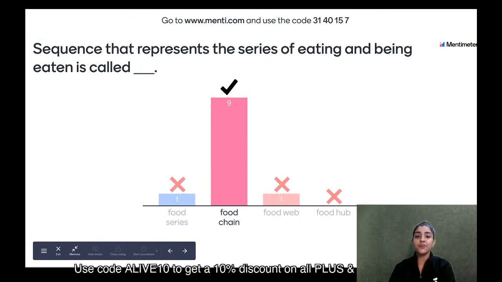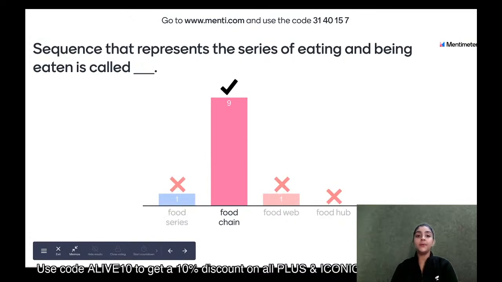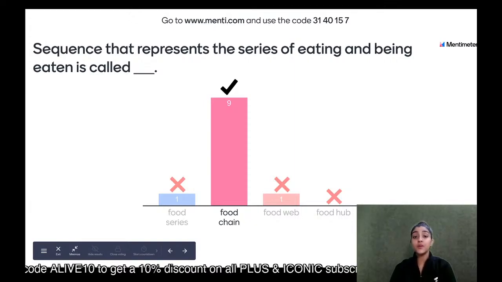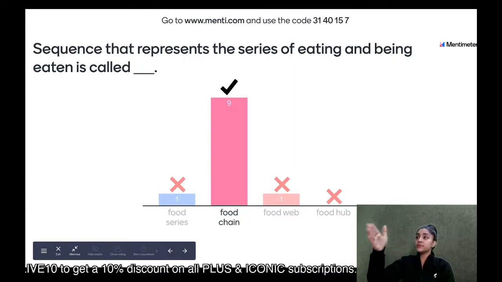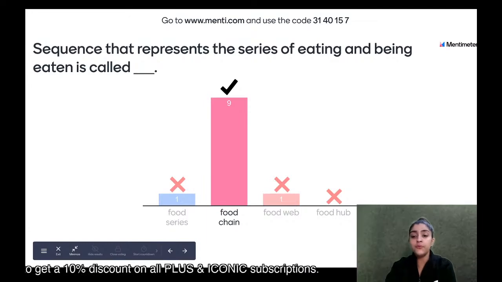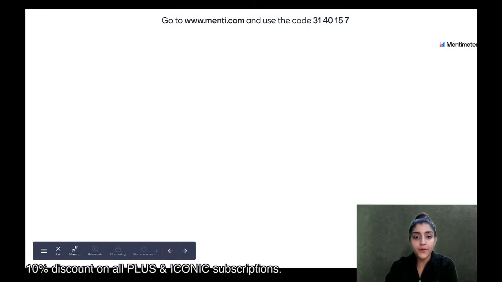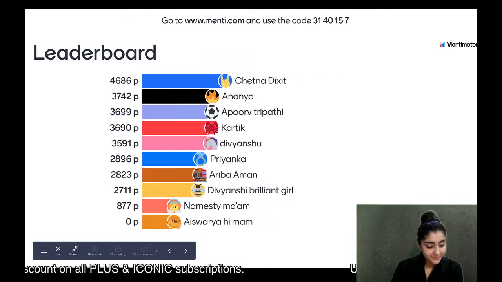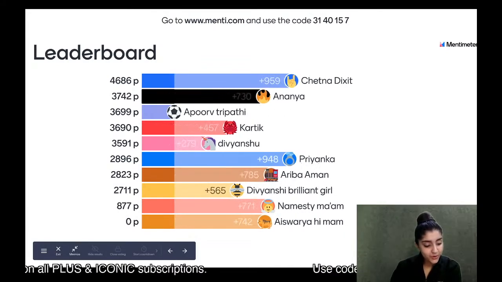The sequence that represents a series of eating and being eaten is known as food chain. इसने इसको खाया, फिर उसने उसको खाया, फिर ऐसे ऐसे करके उसको हम food chain बोलते हैं. All right? That is so good.